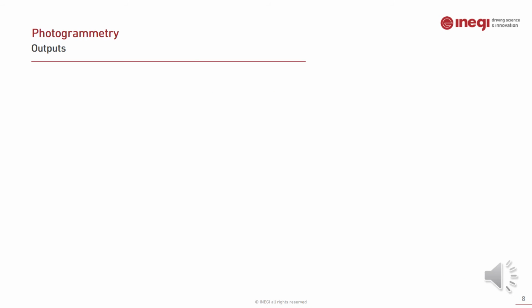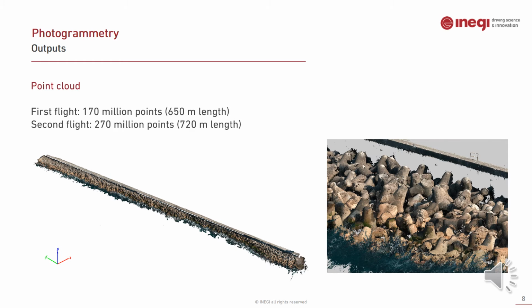As for the outputs, the most important one in the context of this project is the point cloud resulting from each acquisition. You can see the full point cloud here on the left, as well as a close-up on the right. The first flight resulted in a point cloud with 170 million points, and the second one resulted in a point cloud with 270 million points.